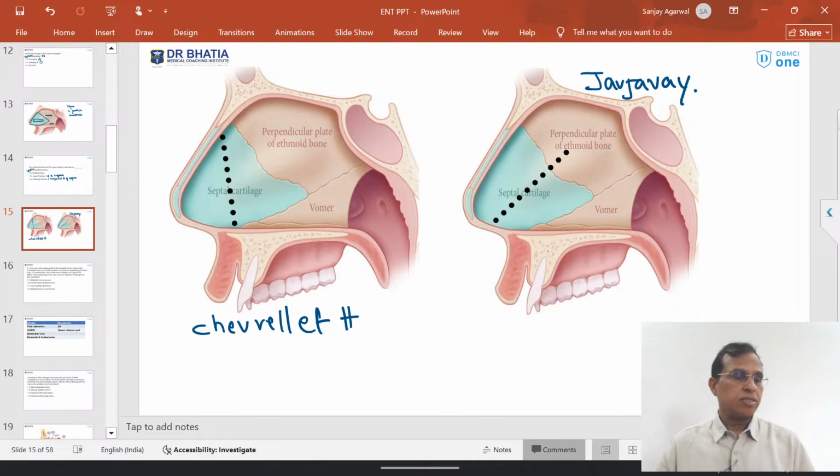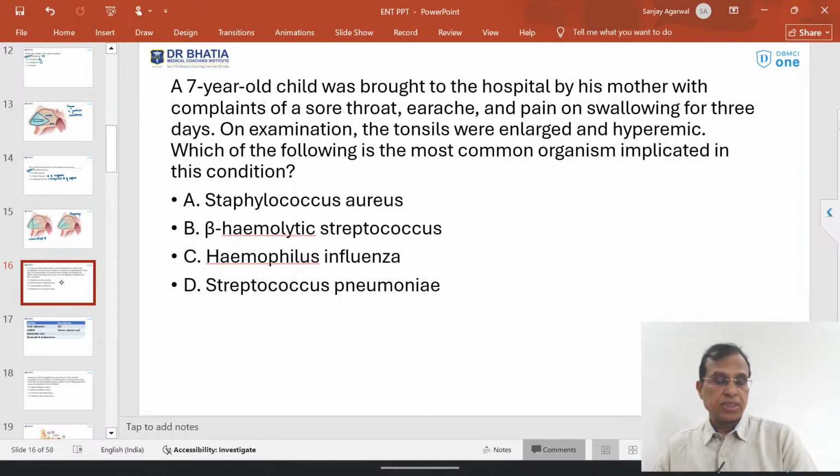Savlet fracture, Jara-Javé fracture. Very easy, very simple, straightforward. याद रखना है. Now, next question.